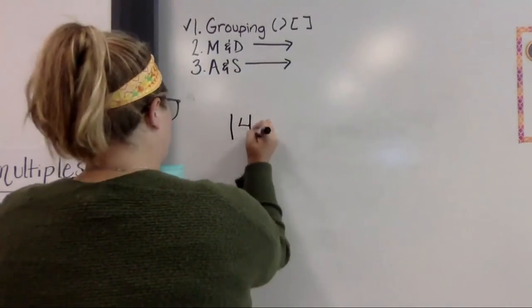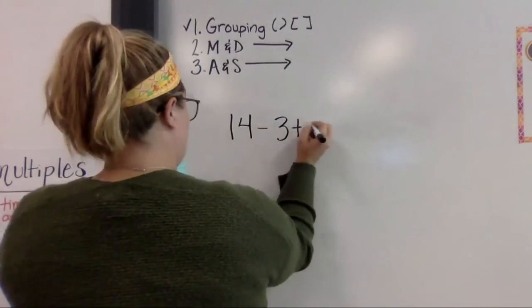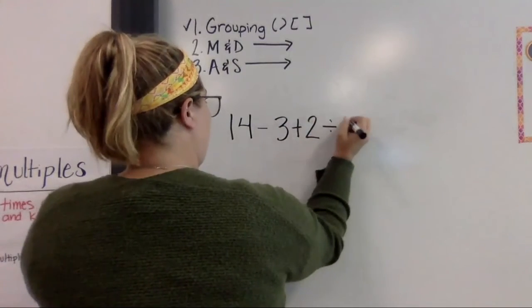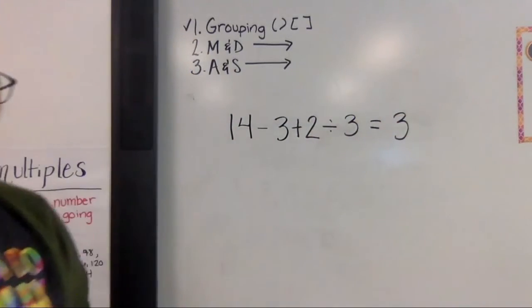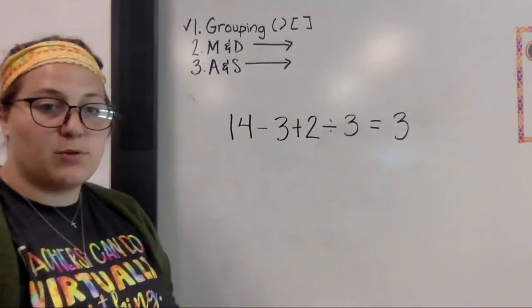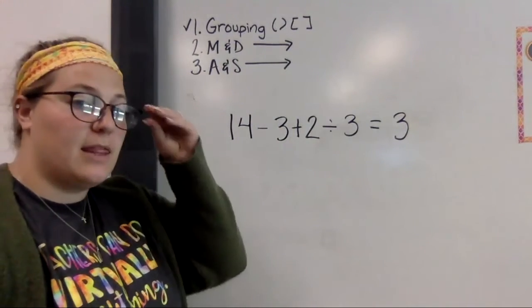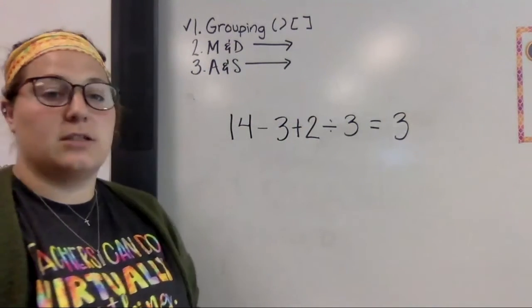So it's 14 minus 3 plus 2 divided by 3 equals 3. So we're going to add brackets and parentheses to try to make that true. Share some ideas now.